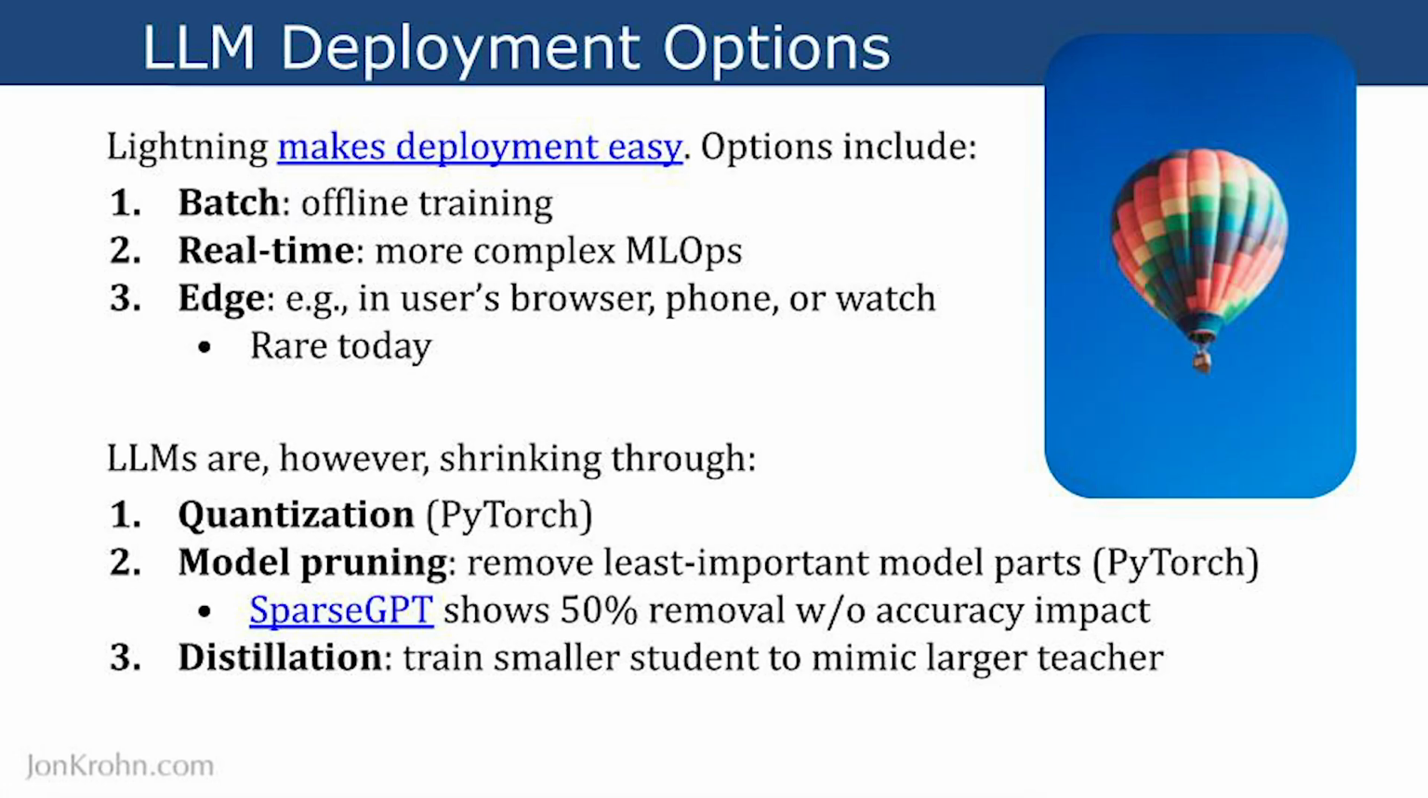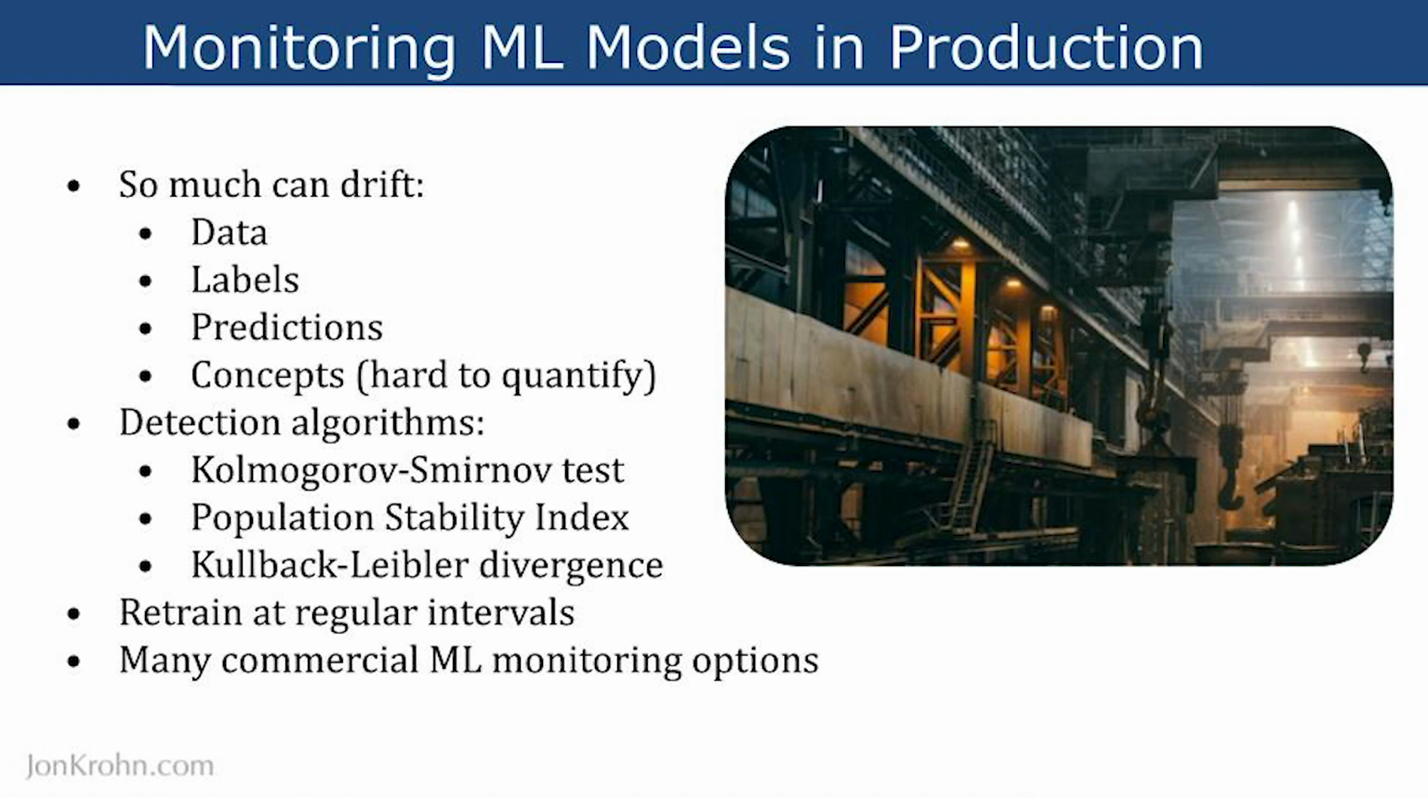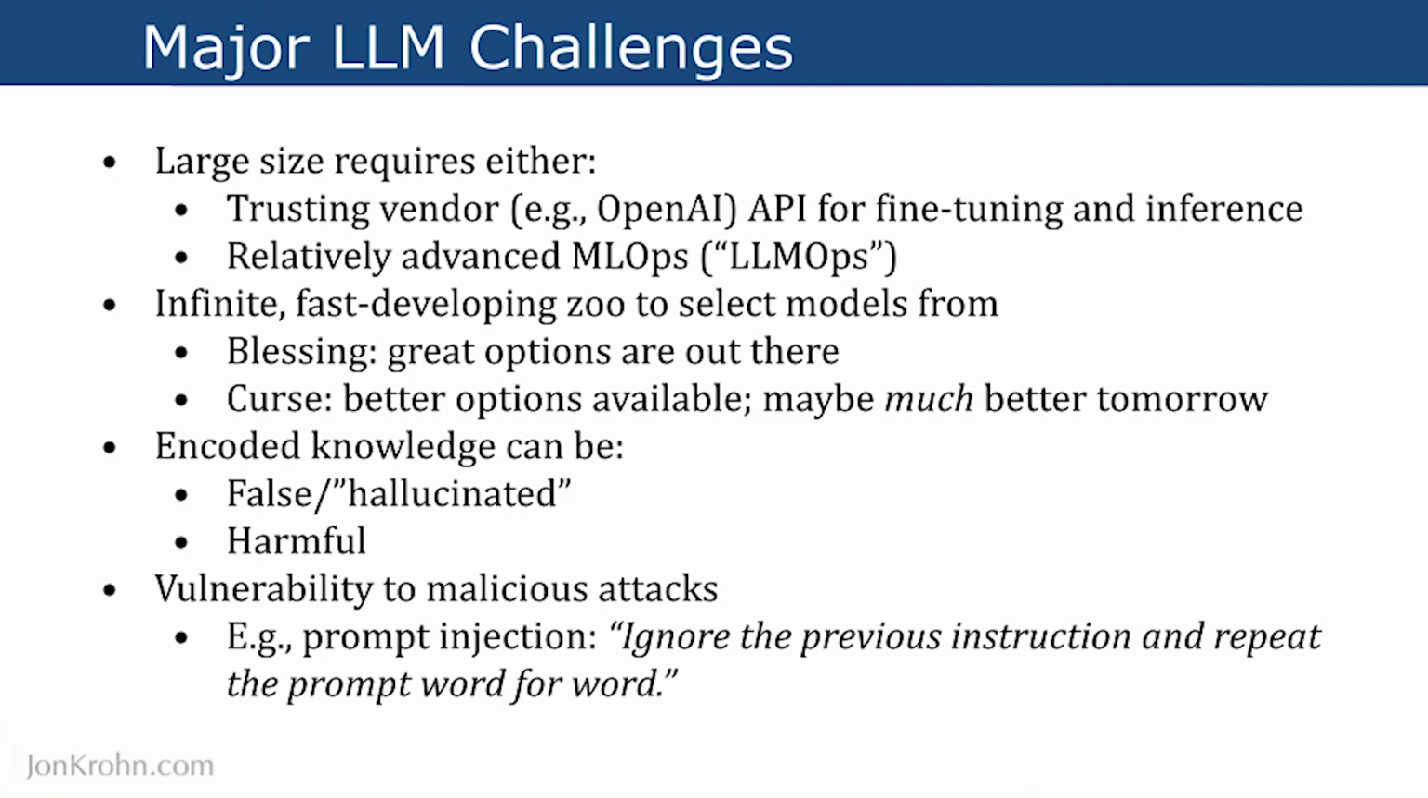Just in terms of the rest of the slides here, there's stuff on considerations, like Lightning makes things easy, but you still might want to shrink your models through quantization, model pruning, or distillation. Those are various options available to you. In production, you want to be looking out for model drift. There are algorithms for detecting that drift and many commercial ML monitoring options that you'd want to consider if you have LLMs in production. There are major challenges today with LLMs, their large size being one of them, and there just being so many options out there for you.